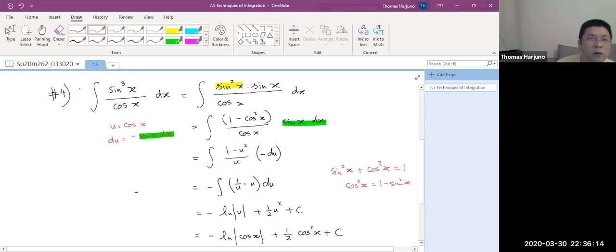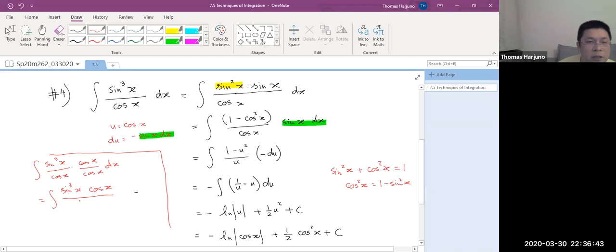Let me give you a glimpse of what I have in mind. Just an alternative view. So you can write this as sine cubed x over cosine x times cosine x over cosine x. Right? And then, I fast forward, sine cubed x cosine x on the top stays the same. At the bottom you have sine squared x, cosine squared x, which I can rewrite as 1 minus sine squared x. Now then you do the substitution.